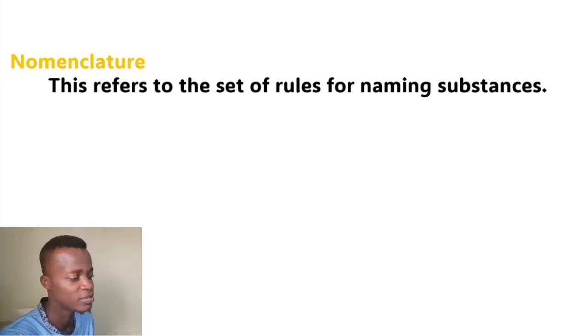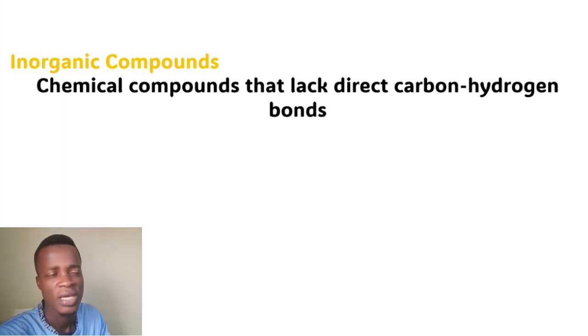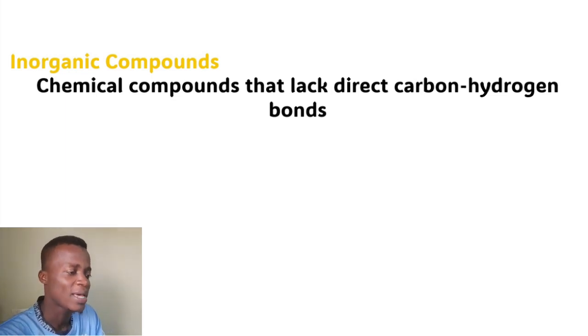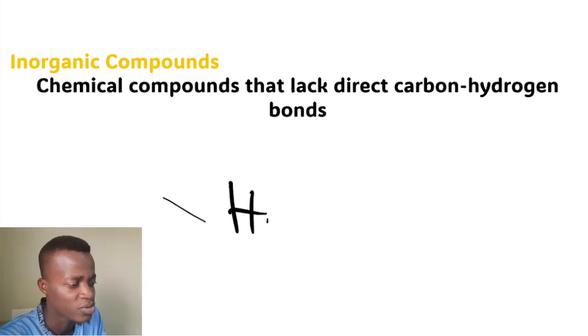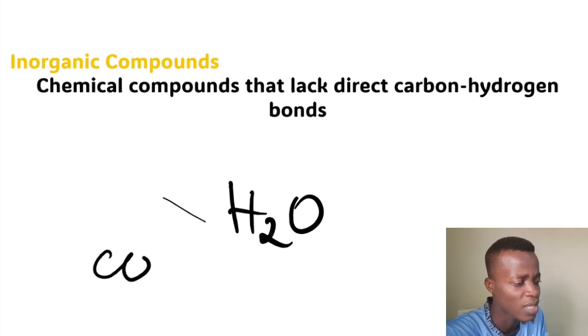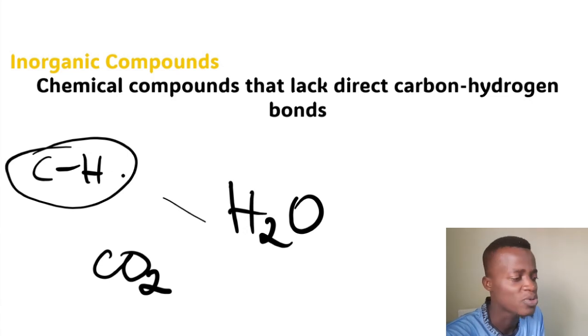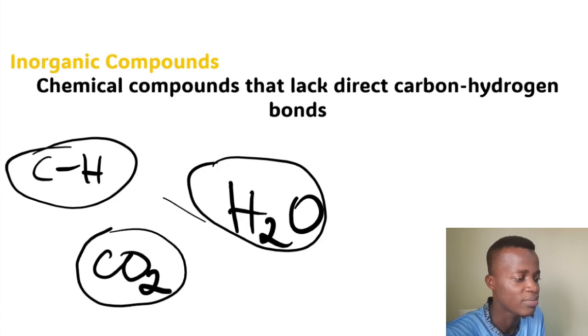The other term in the definition is inorganic compounds. Inorganic compounds are, basically, there are always exceptions, but the very basic definition of inorganic compounds is chemical compounds that lack direct carbon-to-hydrogen bonds. For example, if you take the water molecule, H2O, there's no carbon-to-hydrogen bond. You see carbon dioxide, right? There's no direct carbon-to-hydrogen bond. So this is an inorganic molecule, and this is also an inorganic molecule.